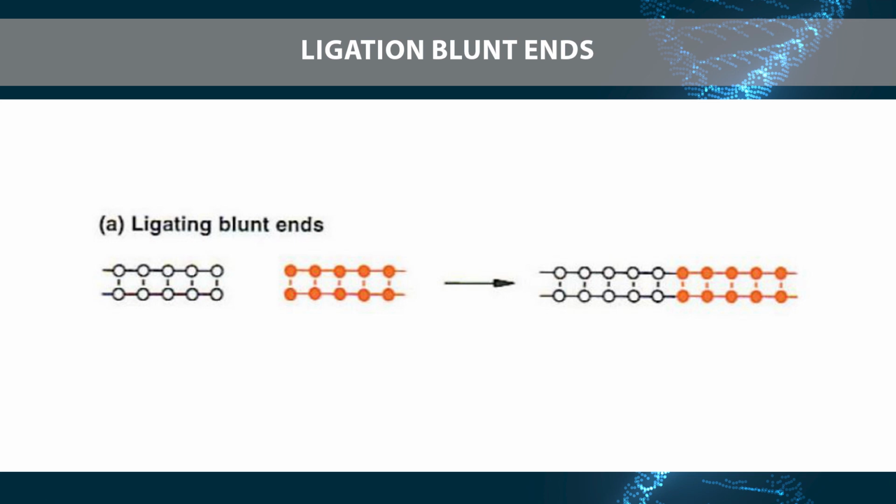Here in the example we can see the two blunt ended DNA, they are joined with the help of the ligases. Ligation of complementary sticky ends is much more efficient because the base pairing between the two molecules is a relatively stable structure for the enzyme to work on.